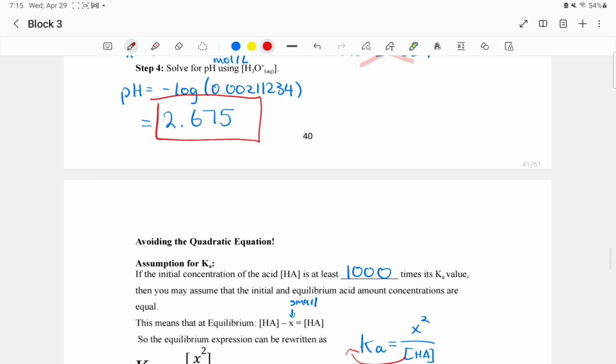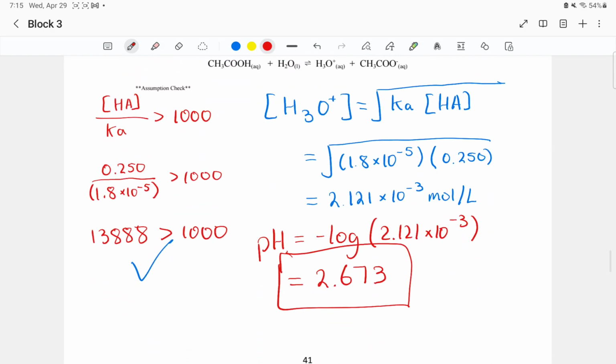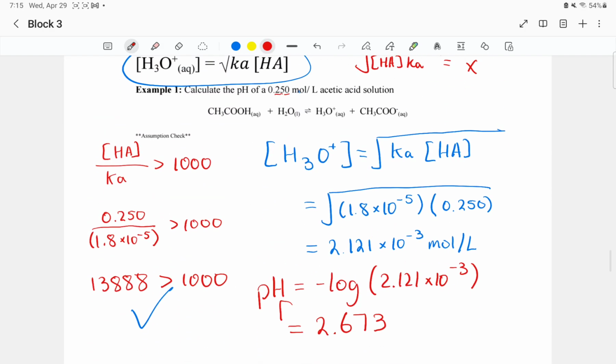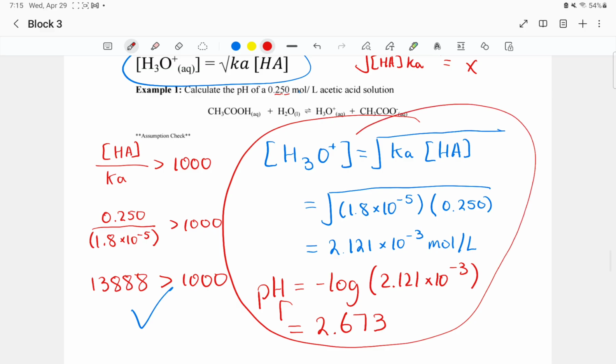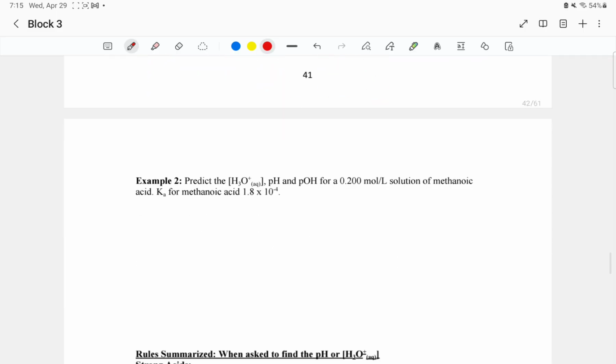But again, it's going to be a teeny bit off because of the assumption check, and that's all right. In most cases, especially in diploma, this is the method you're going to use. So just make sure you do the assumption check. They should all really pass. They'll always pass. But on a test, make sure you do it.